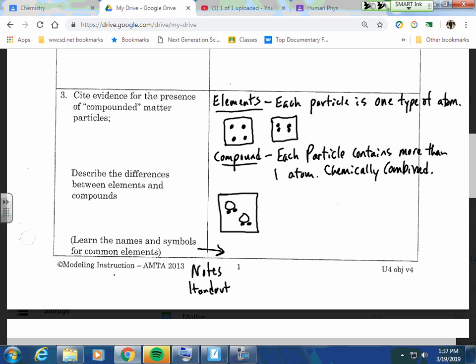But now, along with this, when we talk about compounded matter, you got to be able to see something like H2O, and talk about the ratio of the atoms. So if I said here with H2O, what is the ratio of H atoms to O atoms? You should be able to tell me that it's a 2-to-1 ratio. There are 2 hydrogens for every 1 oxygen.